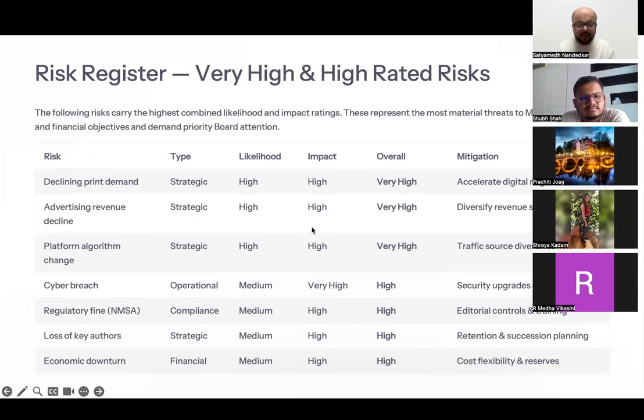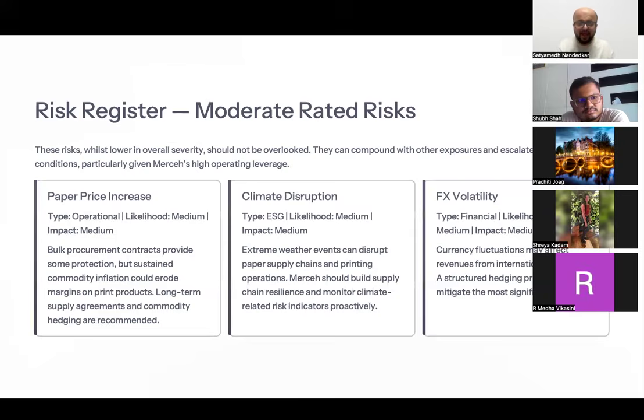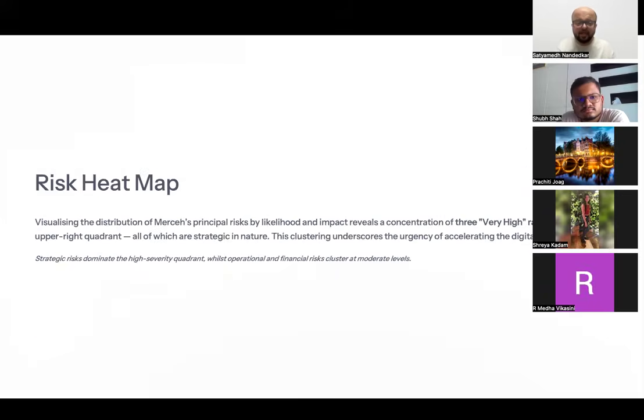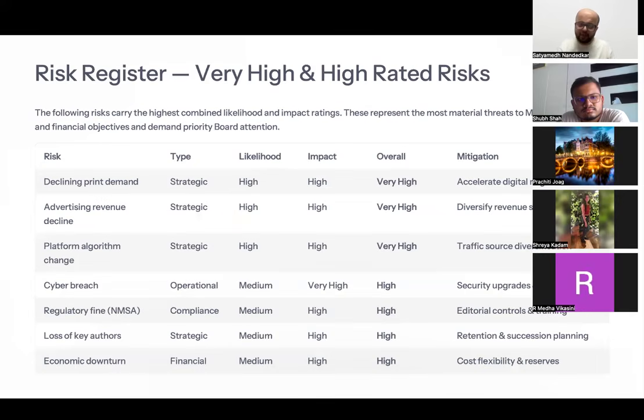Okay. This is your risk register. Risk type, likelihood, impact, overall likelihood and impact, plus overall situation, mitigation. You could also have a column for risk ownership. Whose responsibility is it? Okay. Now, very high and high rated risk, then moderate rated risk. I've classified that into different categories. Have a look at the risk register.